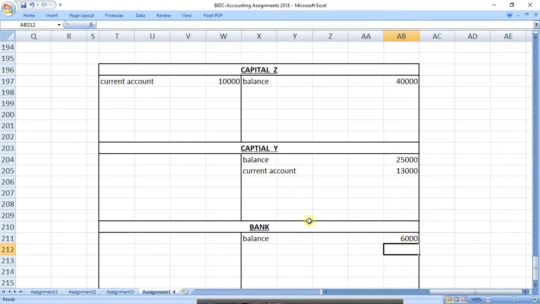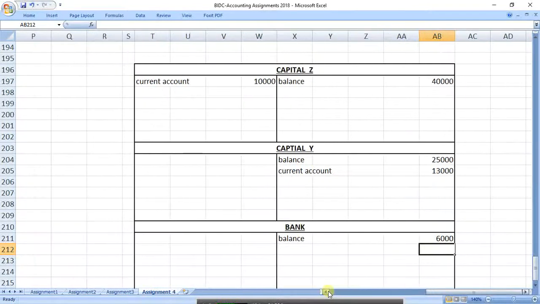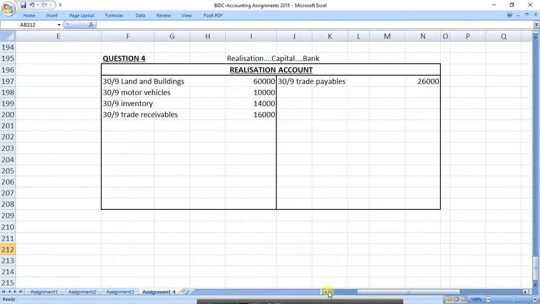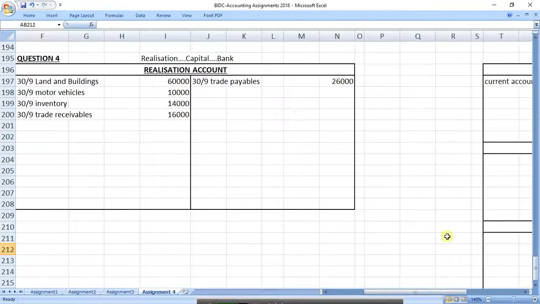Okay, so the only reason why I'm doing this is I want to show you how to actually transfer these accounts to those separate accounts. Okay, didn't ask for these T accounts. Okay, but if it was another question, then you would have had to have drawn it up. Okay, so that's why I'm doing it, just to practice and show you how to approach it.